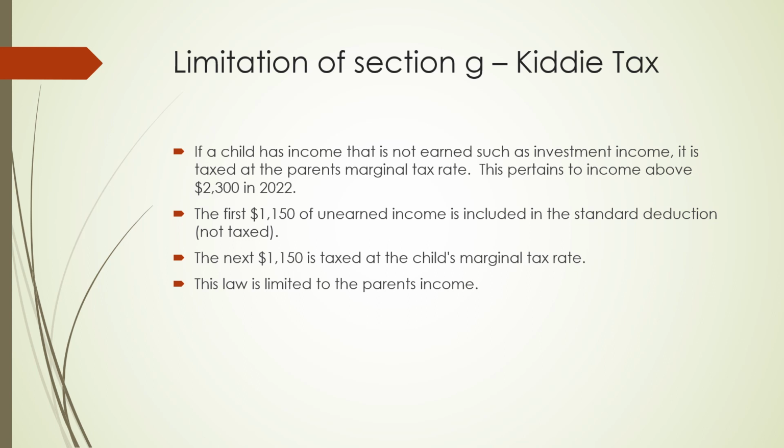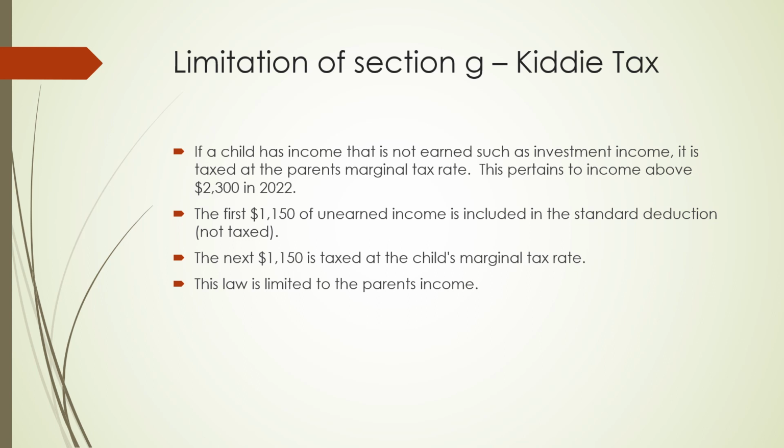But on top of that, there are two other limitations beyond the $2,300. The first $1,150 of unearned income is included in the standard deduction, so that part of it is not taxed. If you were to give the $1,150 to a child, that would be non-taxable, which is awesome. That's what everyone's pretty much striving for, which is why you usually take advantage of this type of deduction.